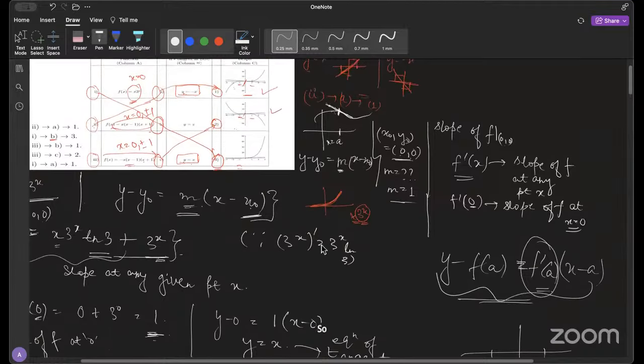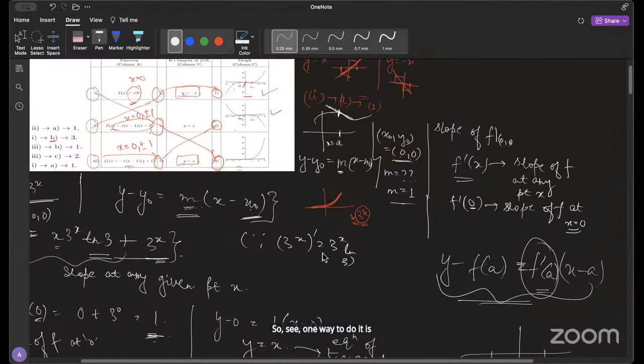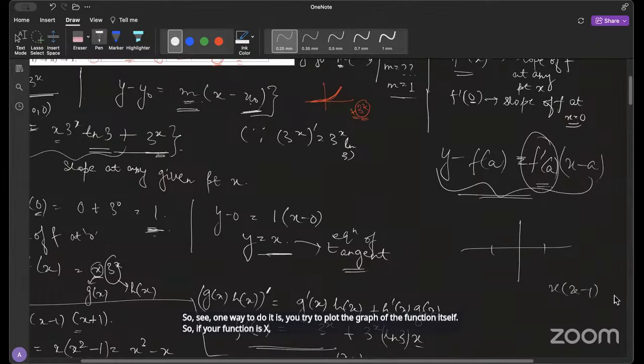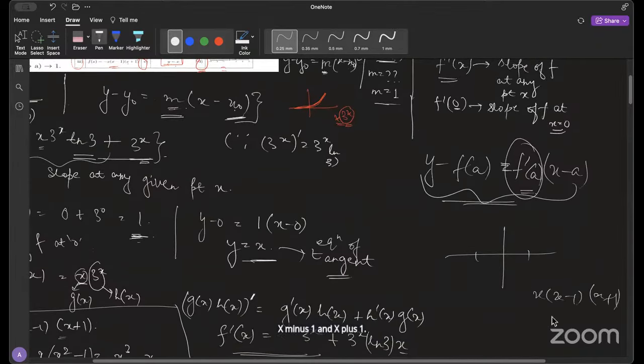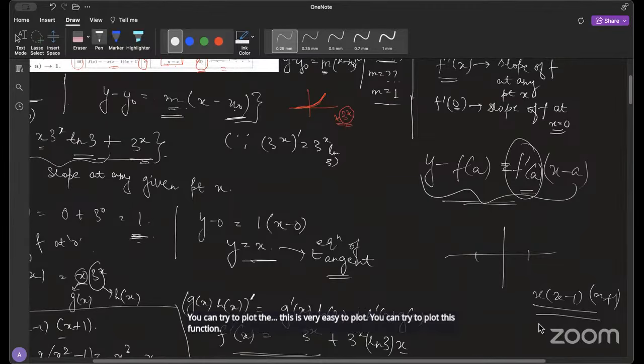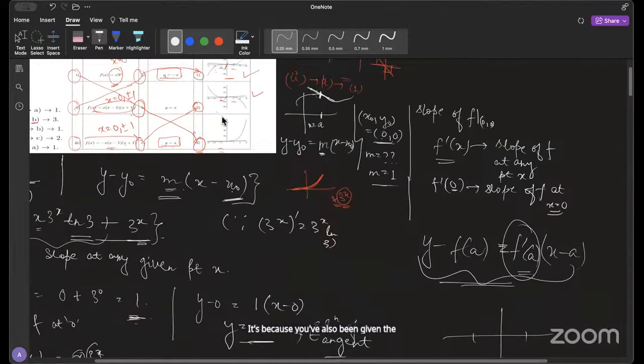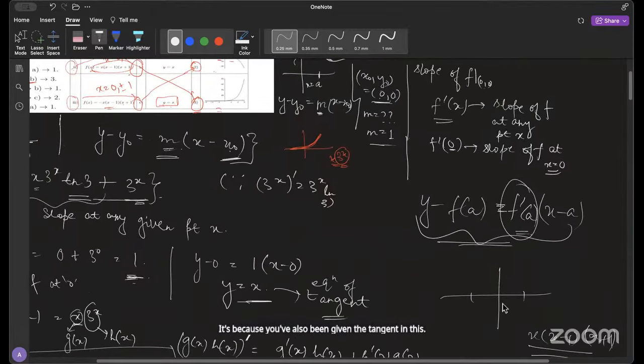So see, one way to do it is you try to plot the graph of the function itself. So if your function is x minus 1 and x plus 1, you can try to plot this, it is very easy to plot. But you don't have to do it, because you've also been given the tangent in this graph, right? So you can use that info.